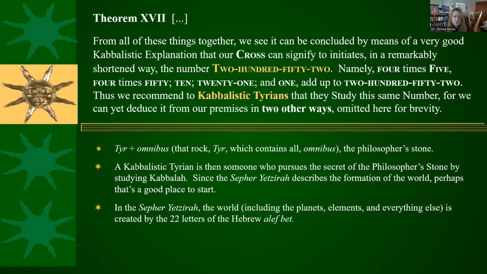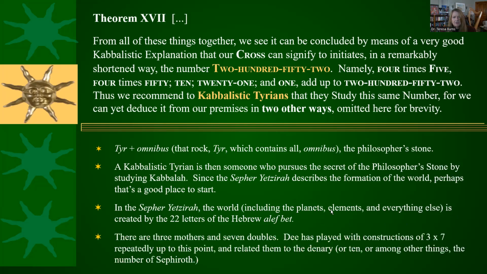things that we've had multiple correspondences even by Theorem 16 and 17, and by the time we get to Theorem 23, there will be even more. All of those things are created by the 22 letters of the Hebrew alphabet. So basically, and this is kind of awesome, that's what he's referring to.